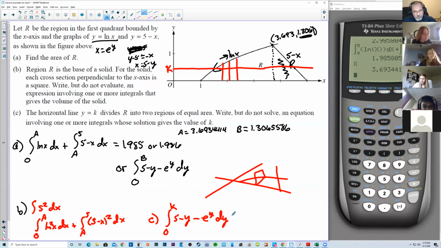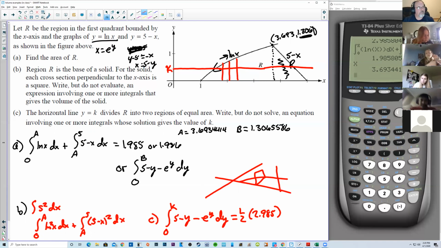dy, that should be equal to half of, well, I better get the correct area, which is 2.985 or 2.986. So there's some k value that cuts this in half, and this is how you would set up the equation there. Any questions on that one?